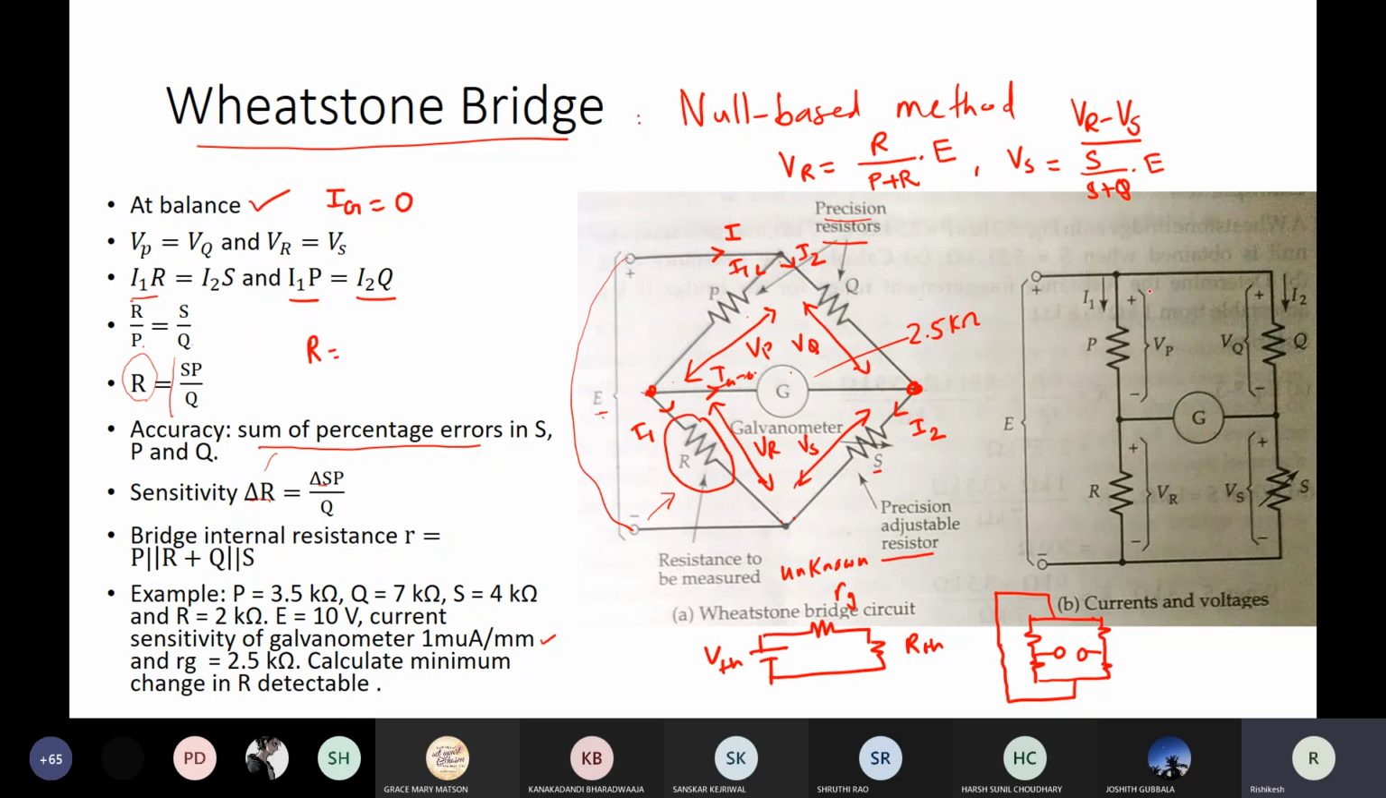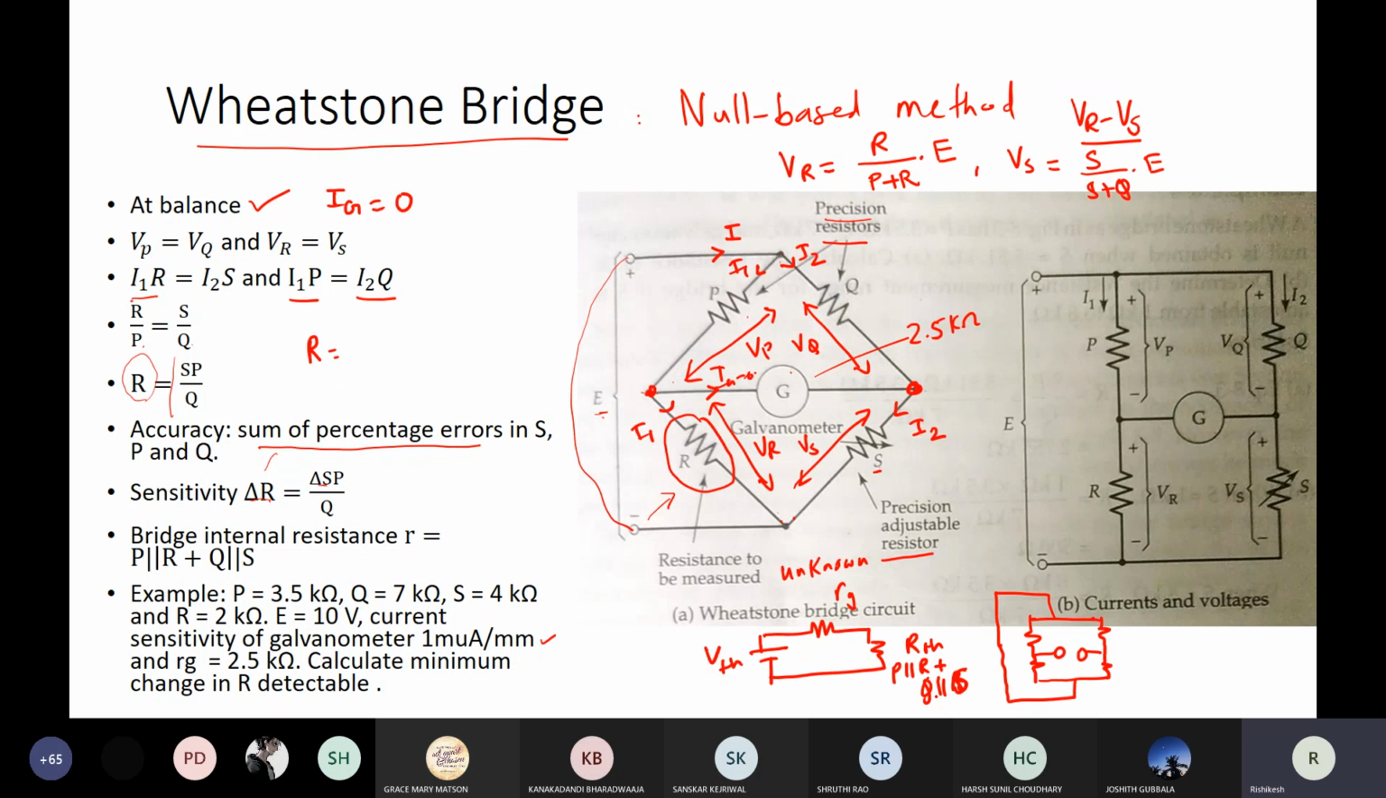Yes, sir. So this becomes P parallel R plus Q parallel S. Fine. Now try to find the current flowing through the galvanometer. It will be VTH divided by RG plus this combination, isn't it? Am I right? Yes, sir.